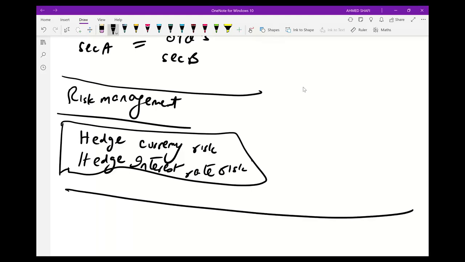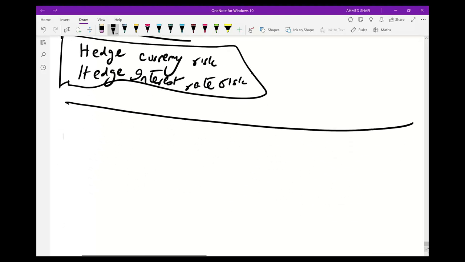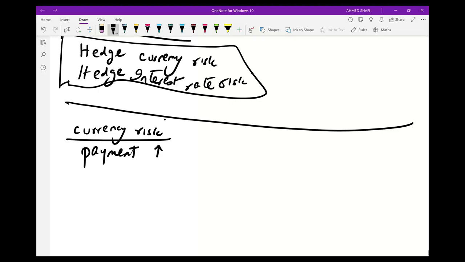Okay, so in interest rate risk management and currency risk management, you are asked to hedge or deal with currency or interest rate risk. Now, remember, just a quick recap. Currency risk. What was currency risk? That when a company wants to make a payment, the rates go up, or when it is receiving money, the rates go down. This was called currency risk.